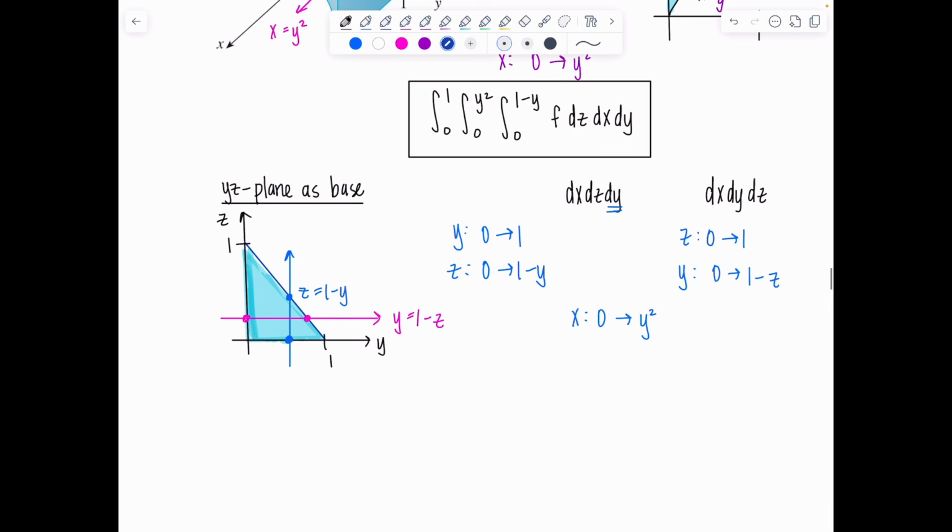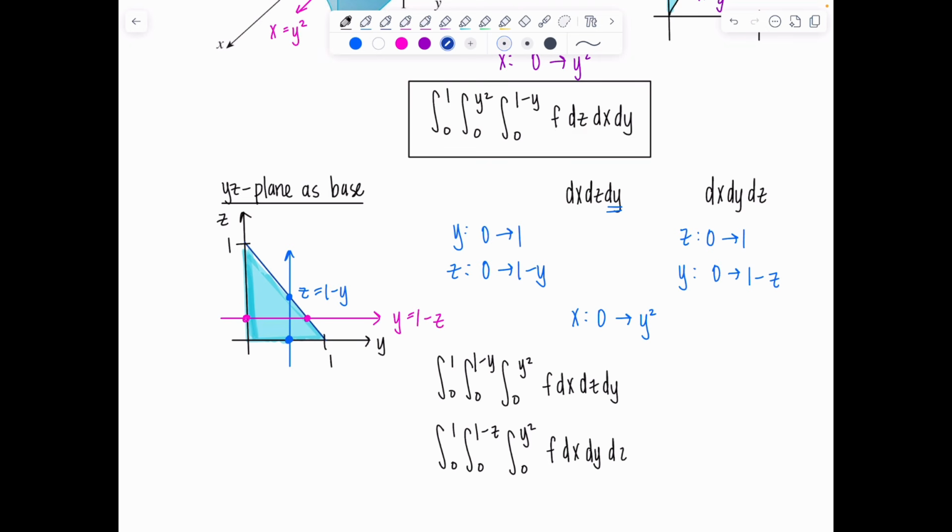Look at us go. Okay, so 0 to 1, 0 to 1 minus y, 0 to y squared, f, dx, dz, dy. And then the other one is 0 to 1, 0 to 1 minus z, this stays the same, 0 to y squared, f, dx, dy, dz. Whew, very good. You ready for the last one?